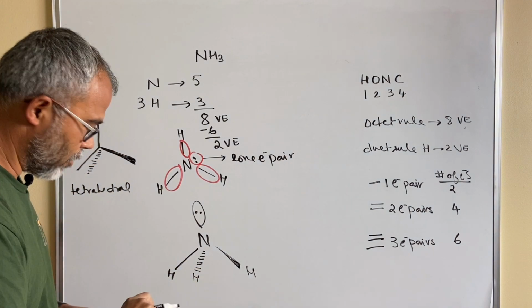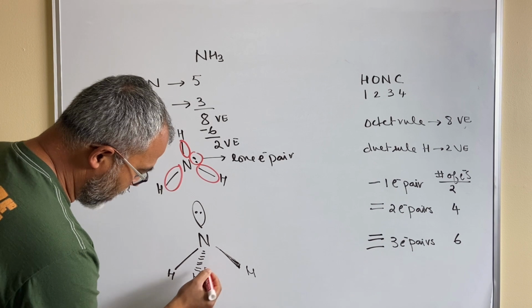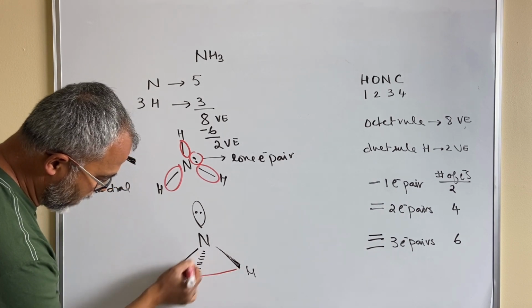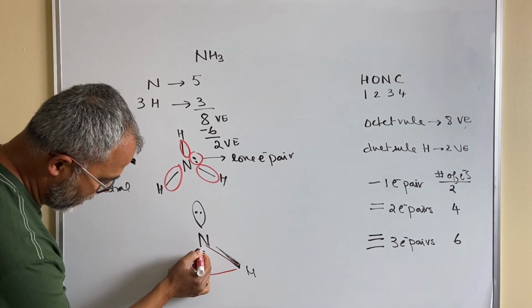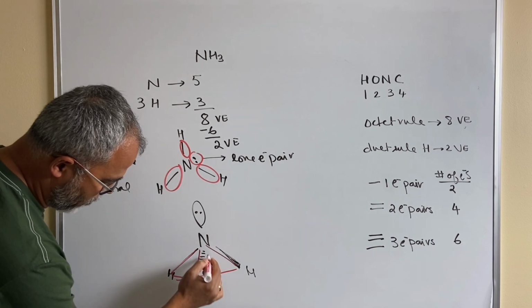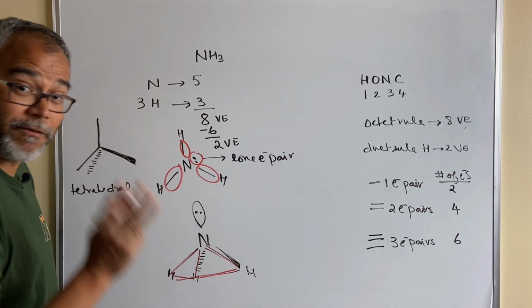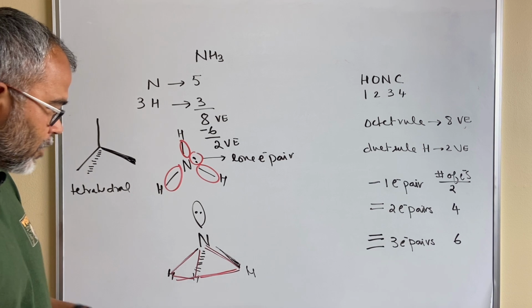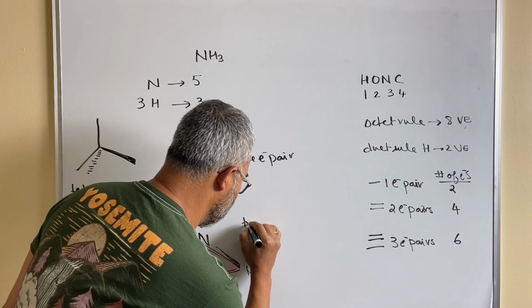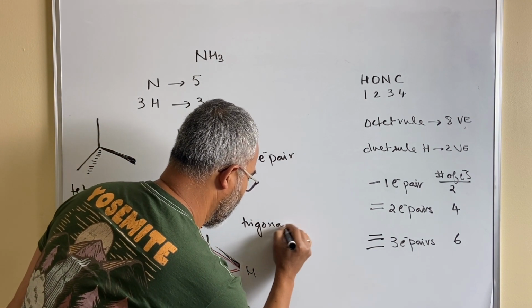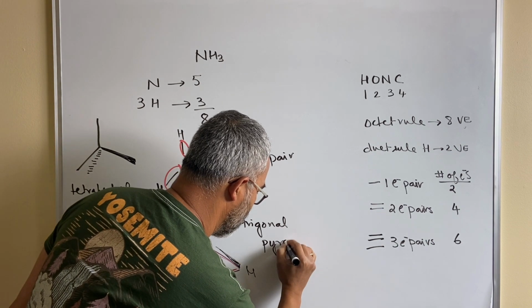I'll just use a different color out here to denote this. Notice carefully, this is one face of the pyramid. That is another face of the pyramid, and that is another face, and there are 3 faces of this pyramid. Okay, so therefore the shape of this molecule is going to be trigonal pyramidal.